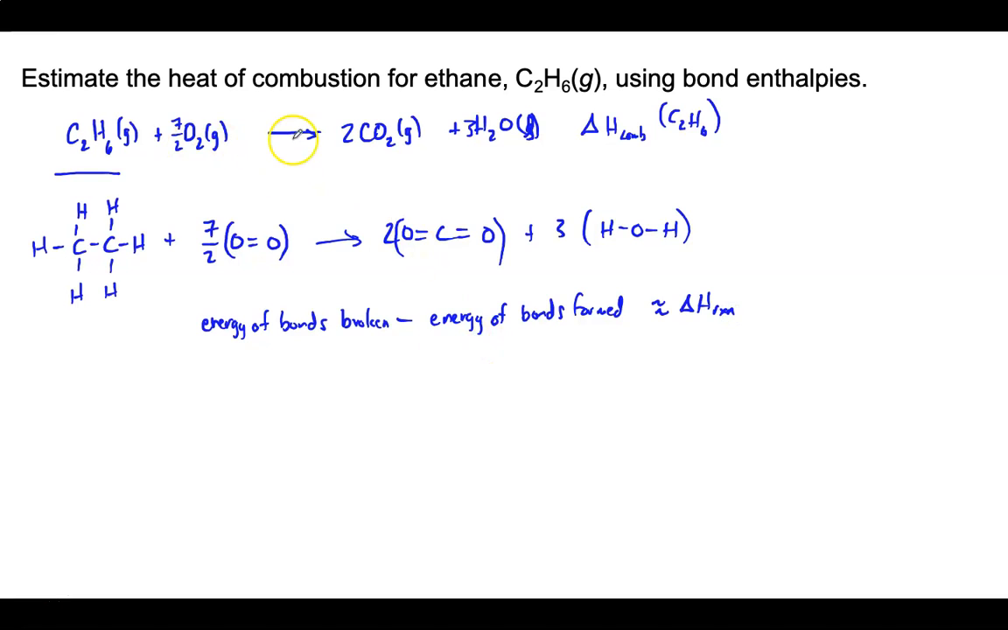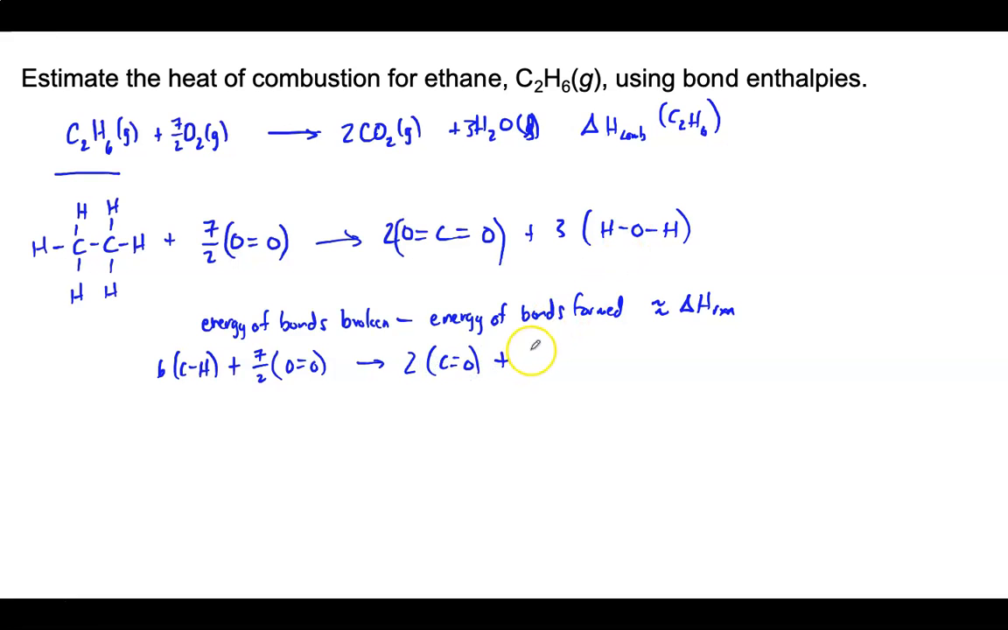Okay, in this case, our reaction is a combustion. So let's look at this and figure out what we got. So I basically have 1, 2, 3, 4, 5, 6 CH bonds that I got to break. And I've got 7/2, it's kind of a weird number, 7/2 O double bond O that I have to break. Over here, I'm going to form 2 C double bond O bonds.